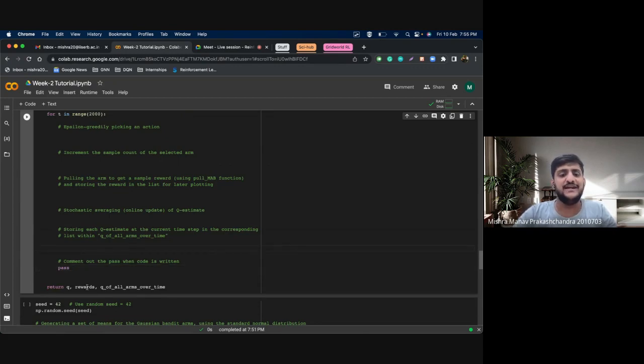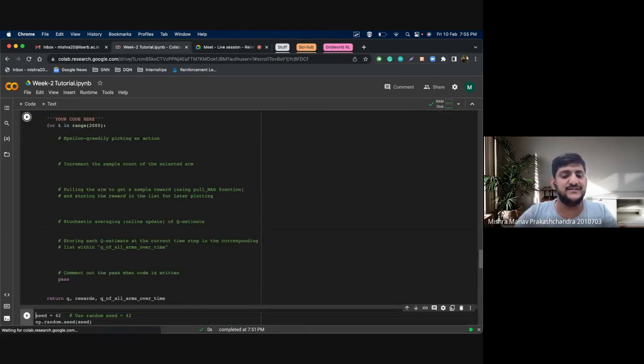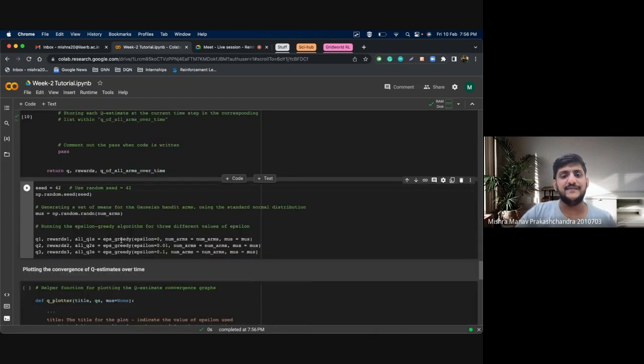And then what you get is the Q value, the rewards, and the Q of all arms over time t. If you run this, you get some value. Right now you won't get anything because it's empty, right?